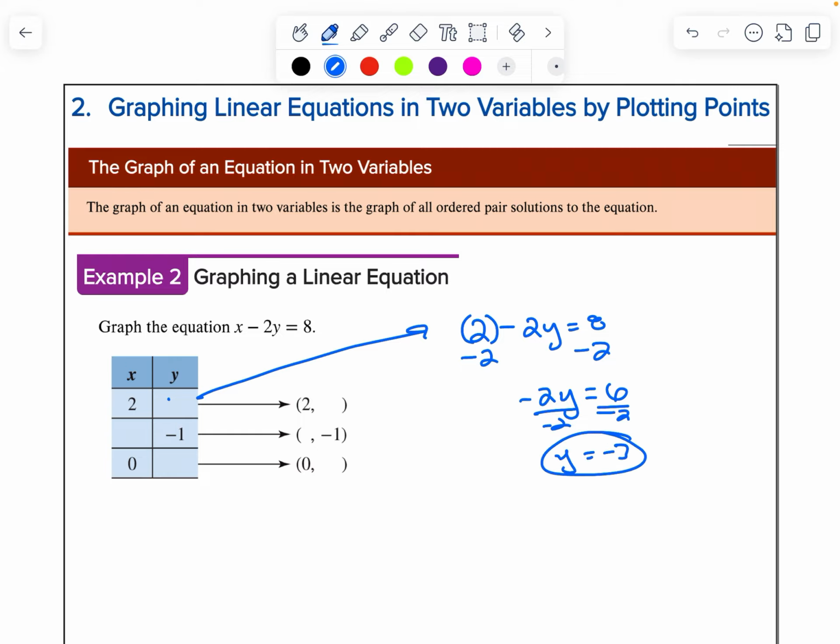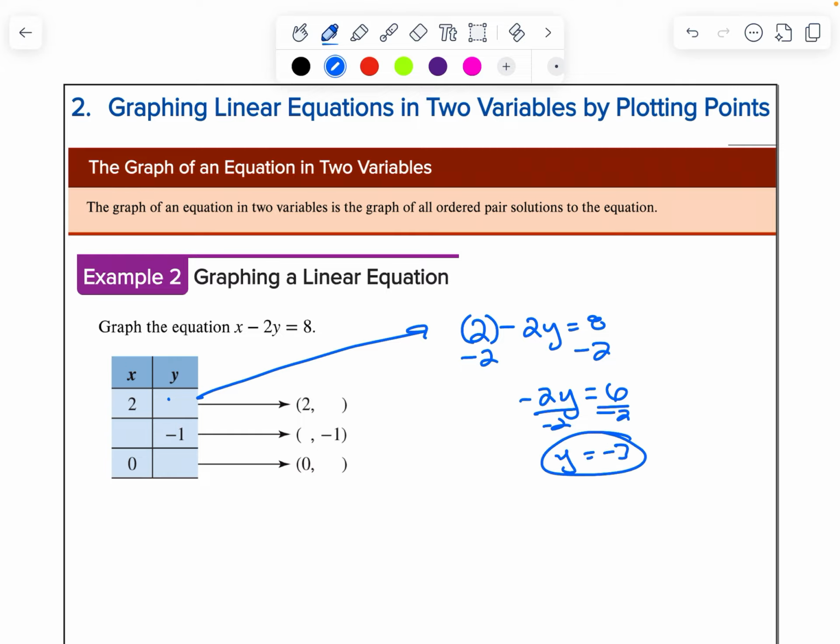Let's go ahead and try and solve for this one. They gave me x, so that's 0 minus 2y equals 8. If we subtract 0 from both sides, we just get negative 2y equals 8. Divide by the negative 2, and we get y equals negative 4. All of those are fine points. They all work. We made sure that they worked. The way that we plugged them in ensures that they worked. And so we can plot those 3 points.